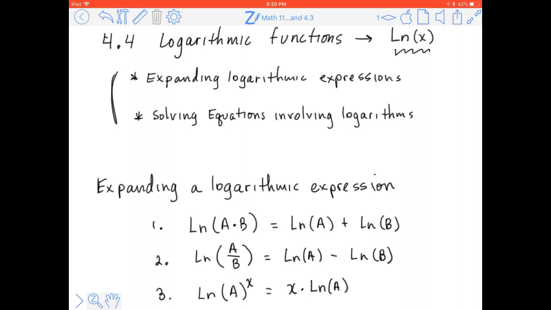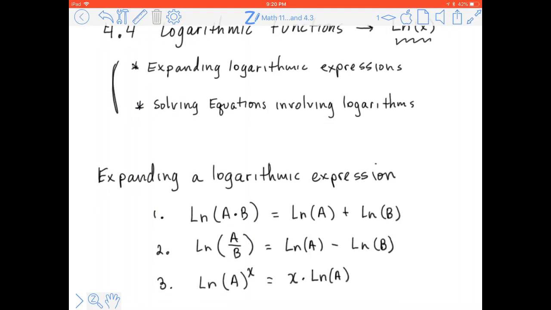Now, the second rule is called the quotient rule. If you're taking the logarithm of a quotient, meaning something dividing, it's got a numerator and a denominator, you can expand that into multiple logarithms. The natural log of the numerator, subtract the natural log of the denominator. It's always the numerator first and then the denominator.